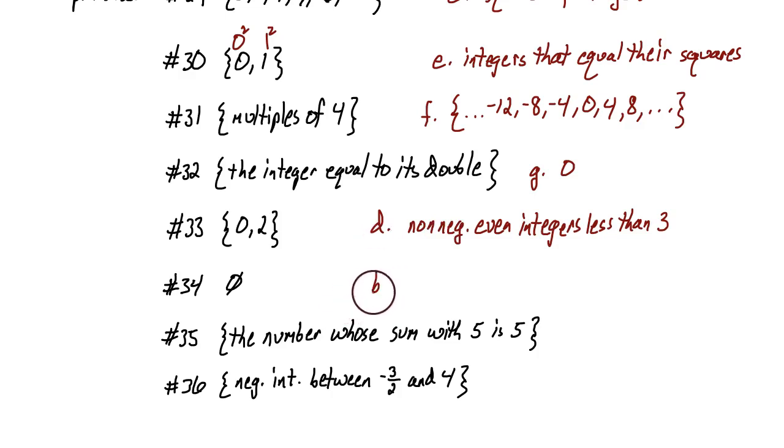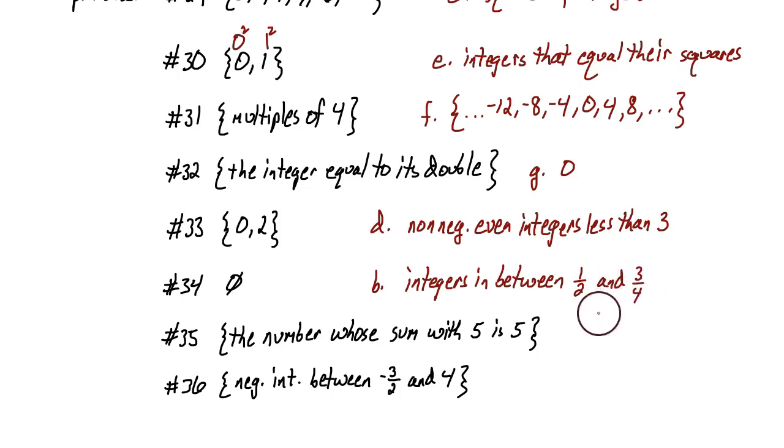This matches with choice B, which says integers in between 1/2 and 3/4. There are no integers that come in between those two fractions. Number 35, the number whose sum with 5 is 5. What number can you add to 5 and still get the answer of 5? That number is 0, so choice G again.